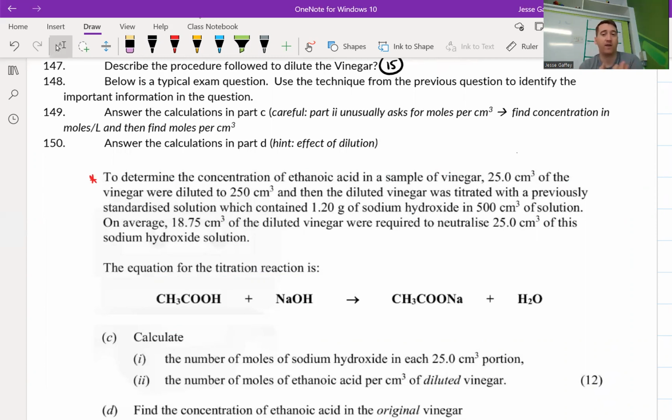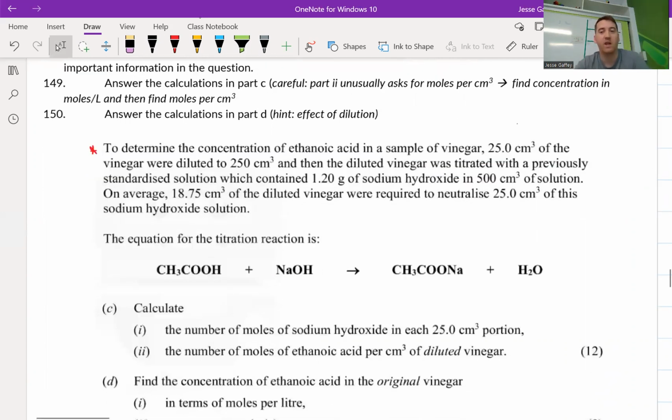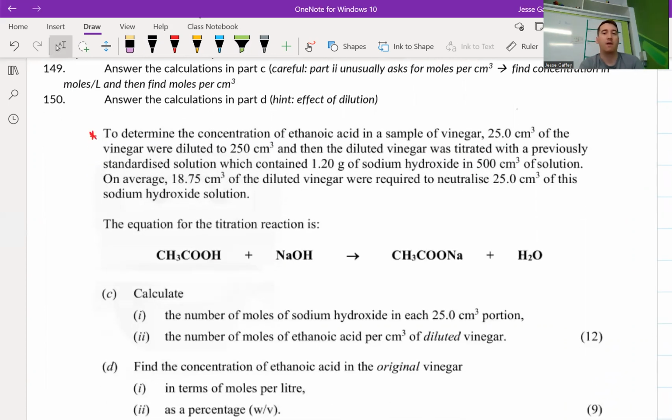Okay, remember, everyone is facing the same question. You've got to learn to solve these problems. And you do this by thinking your way through it, planning it out, planning what you actually have to do. All right, so let's have a look at what it says. It says to determine the concentration of ethanoic acid.